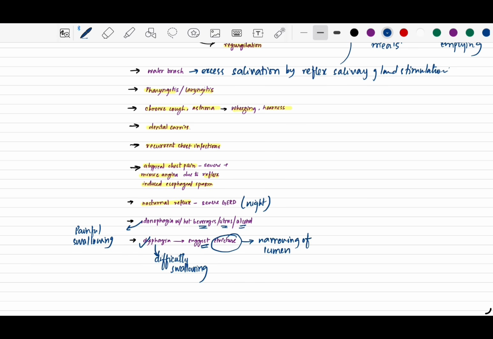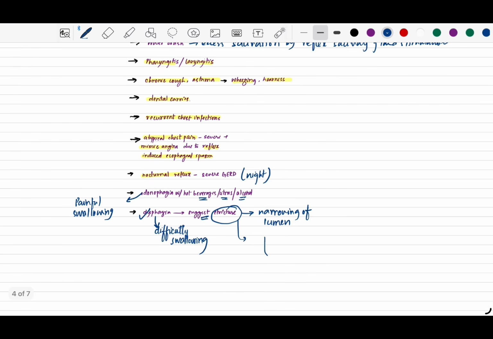and food is going to accumulate proximal to the stricture. If this is the esophageal lumen, and we have a narrowing or a stricture here, the food that you're ingesting is going to accumulate proximal to the stricture, resulting in difficulty swallowing. It is actually a complication of GERD, and we will be discussing its pathophysiology in detail later. This means that when a patient presents with all of these symptoms, the patient has a severe type of GERD.